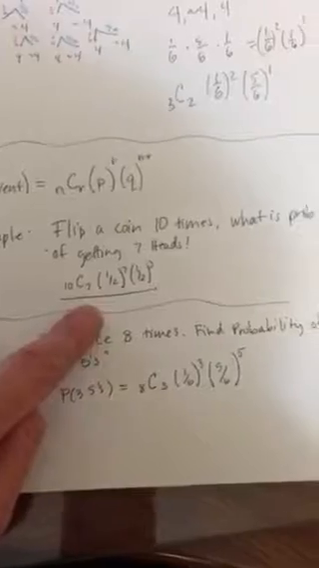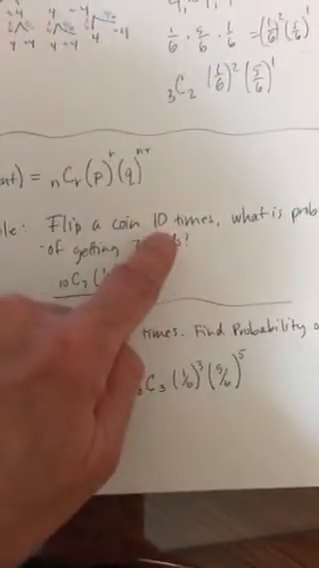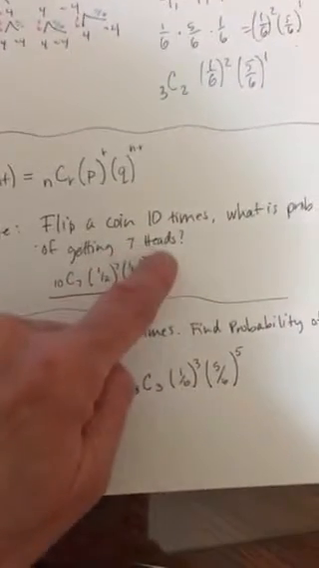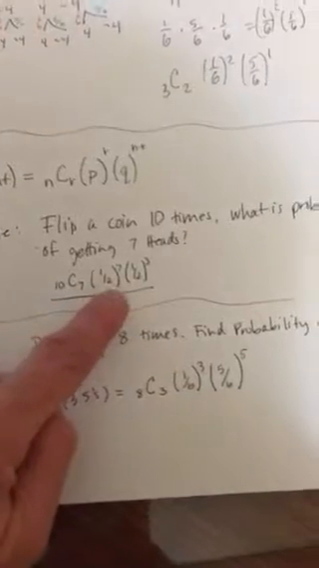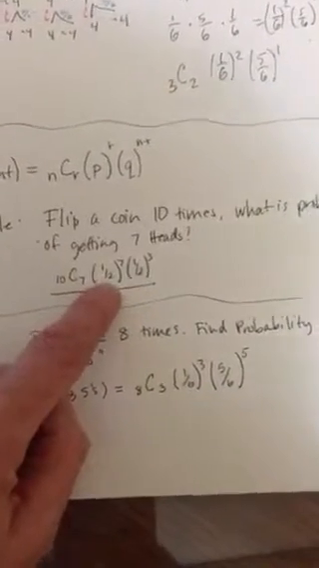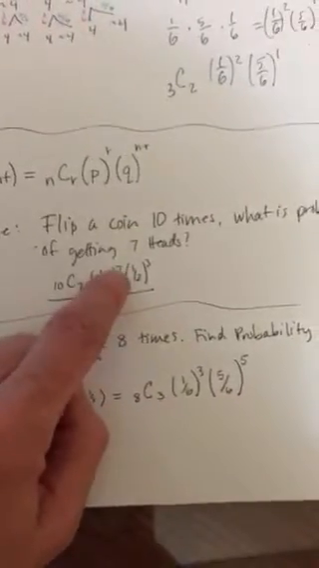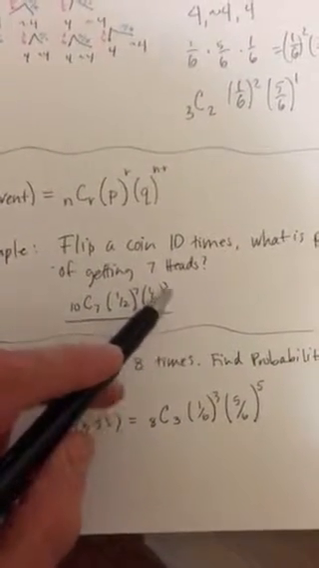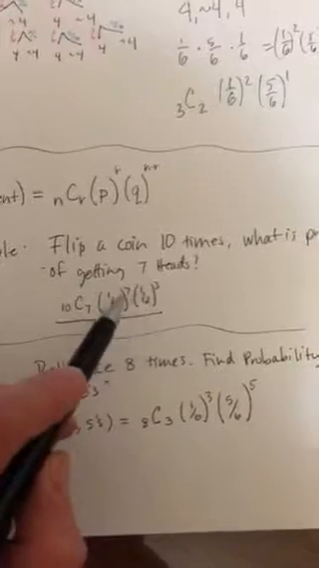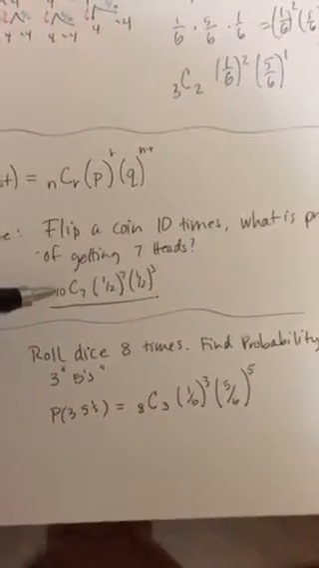Here's an example. If you flip a coin 10 times, what is the probability of getting 7 heads? 10 flips, 7 times I want a head. So it's 10 choose 7. Probability of success is probability of a head. I want that success probability to happen 7 times. And then my tails probability is also a half. And that's going to happen 3 times. 7 and 3 should add to this number out front.